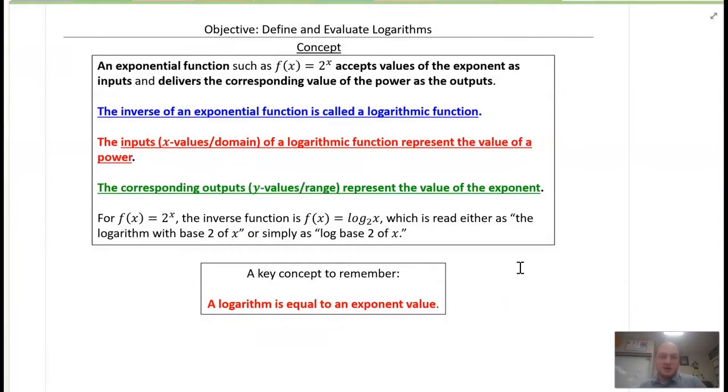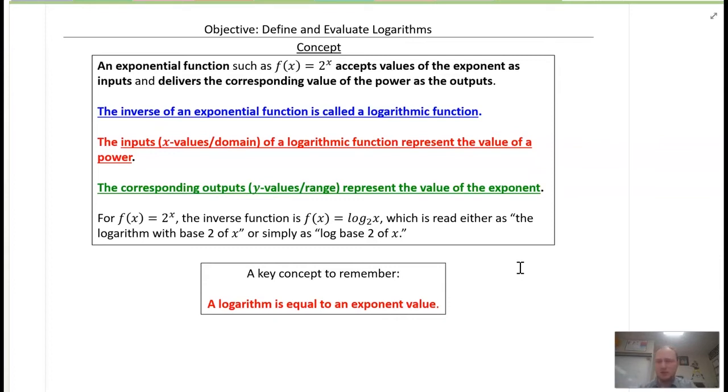All right, so let's start off with an exponential function. A function such as 2 to the power of x accepts values of the exponent as inputs, and then it delivers corresponding values of the power as outputs. Well, the inverse of an exponential function, as I said, is a logarithmic function. Can you say that? Logarithmic function. The inputs of a logarithmic function represent the value of a power, right? So inputs and outputs switch with an inverse function. The corresponding outputs represent the value of the exponent.